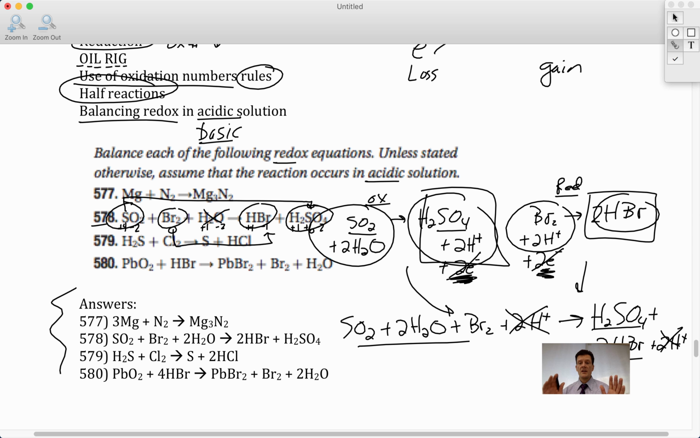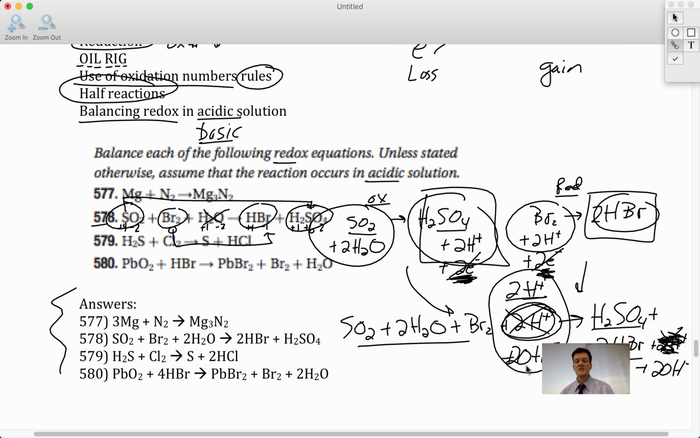Now, I'm going to add one last thing. If this was in a basic solution, then you would have to cancel any H+. We don't have them, but you would cancel any H+ by adding the same number of hydroxides. Okay, so let's imagine that this 2H+ wasn't there, and you do indeed have 2H+ over here. I would have to add 2 OH- to cancel this, and I'd have to add it to the other side as well to balance it.